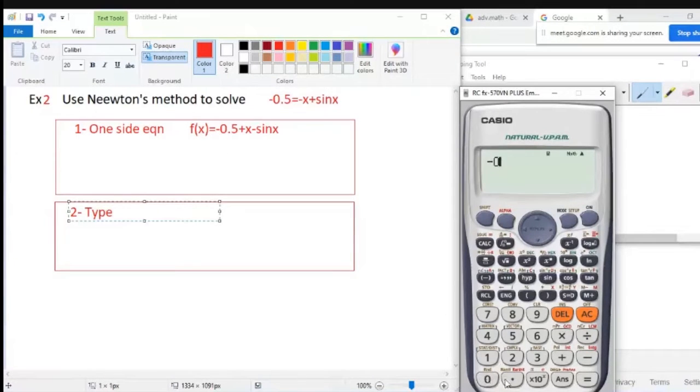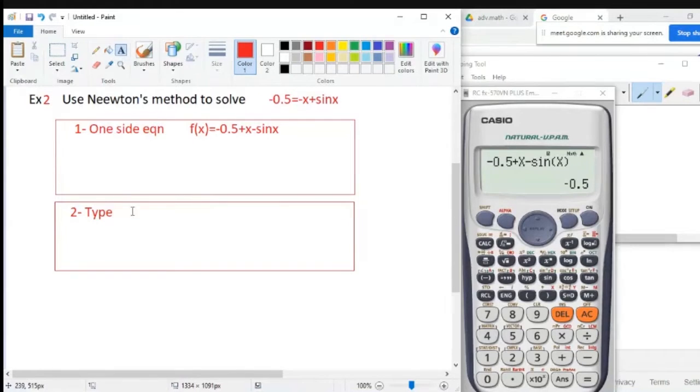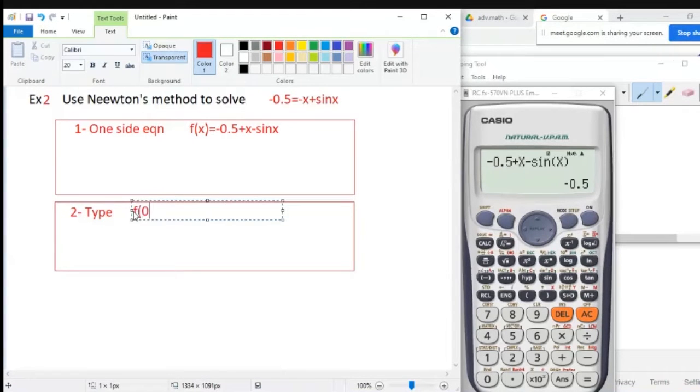Then the equation will become negative 0.5, correct, plus the variable x, and then minus the trigonometric function sine, with argument x. Perfect. Then what should I do? I will press calc, and I will put 0, remember, and then equal. The answer will become negative 0.5. When you put 0 inside your calculator, it gives you negative 0.5.